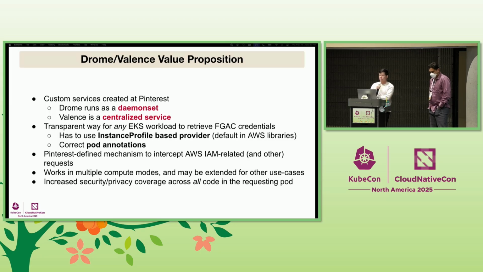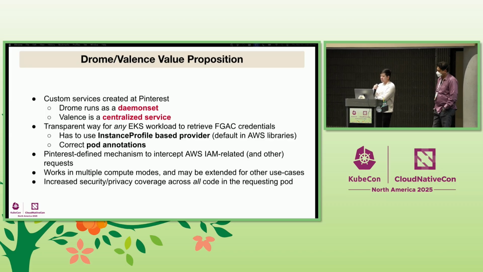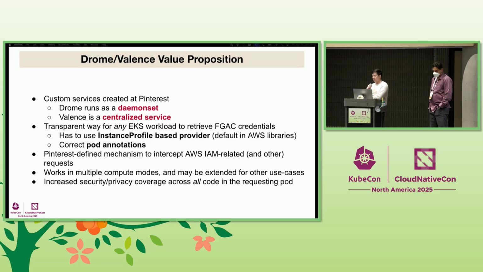So utilizing both Drome and Valance, we are able to transparently intercept requests from native AWS providers and inject our own custom credentials that aren't tied to an instance profile. Because this is compatible with the standard AWS SDK, it's not tied to any specific application logic, which also means there's no security-specific logic within the application, which simplifies and hardens the security model for any application running on Kubernetes within Pinterest.